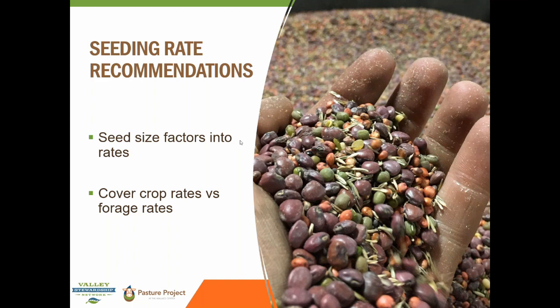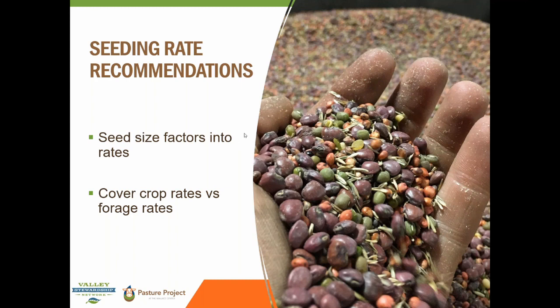And you can see just from the picture the differences in the seed size. This happens to be, I think, about a 16-way mix where it's got cowpeas and mung beans and annual ryegrass. It's got radishes, just kind of a cocktail mix that was used as a summer fallow cover crop.